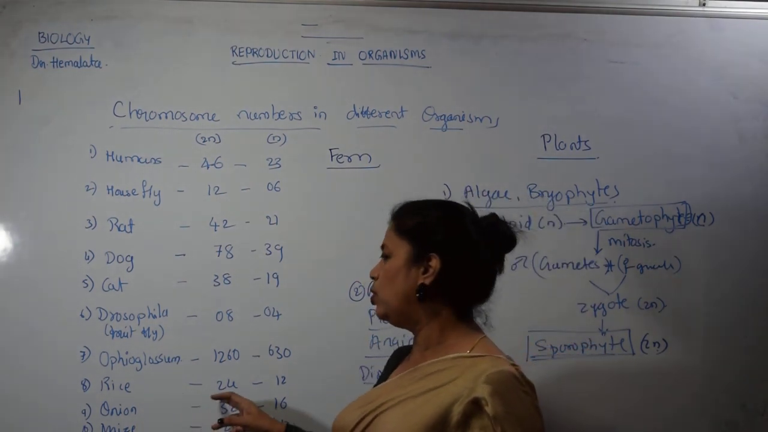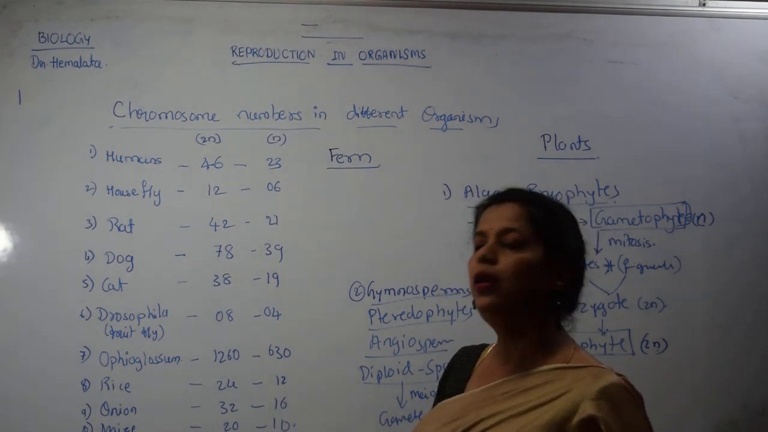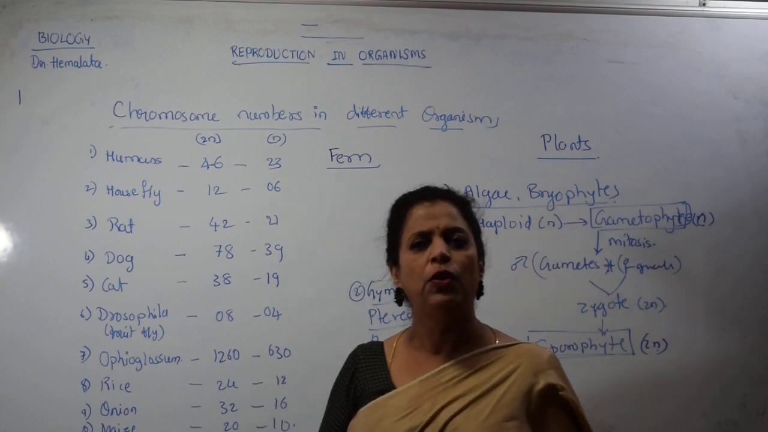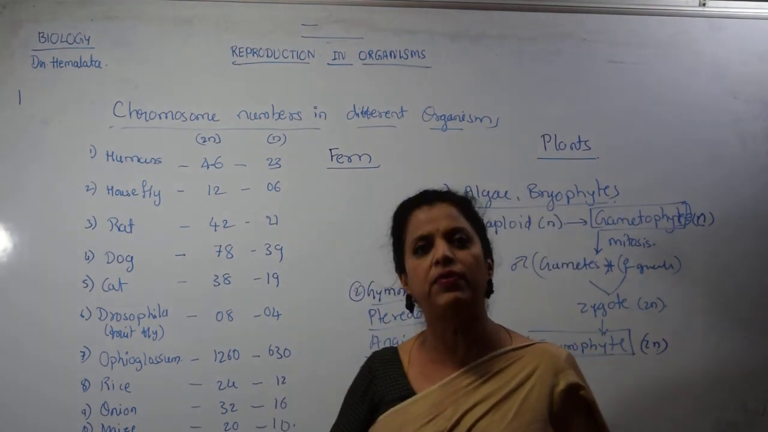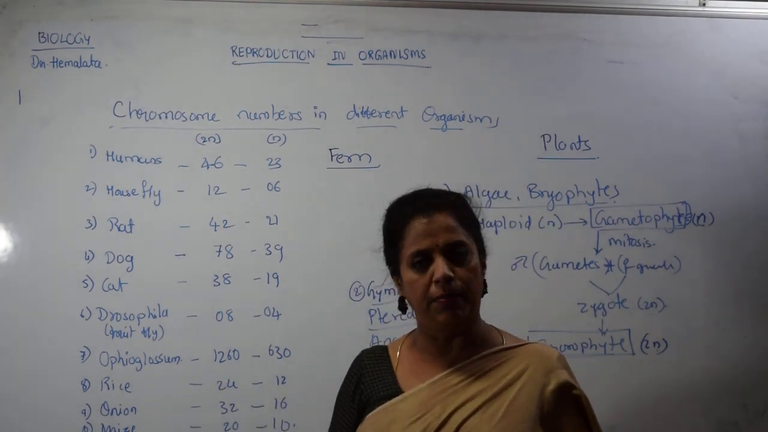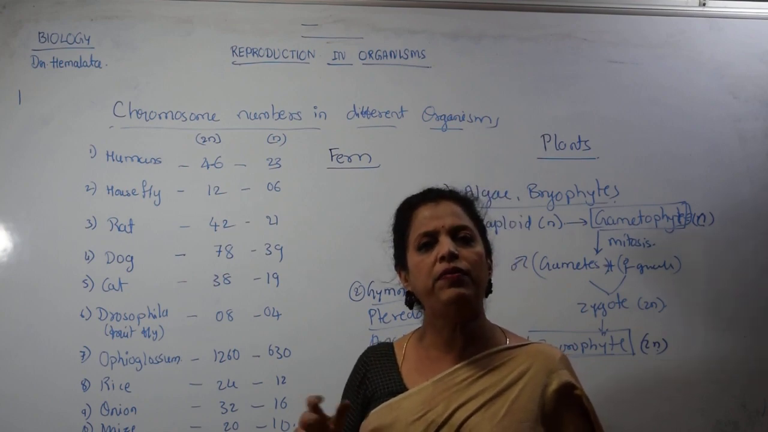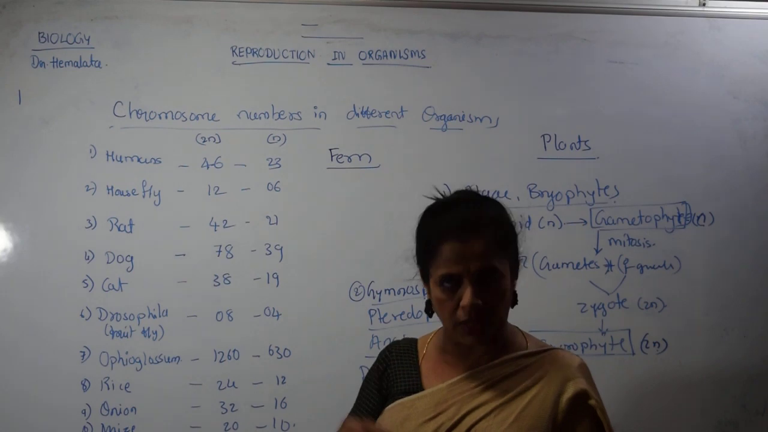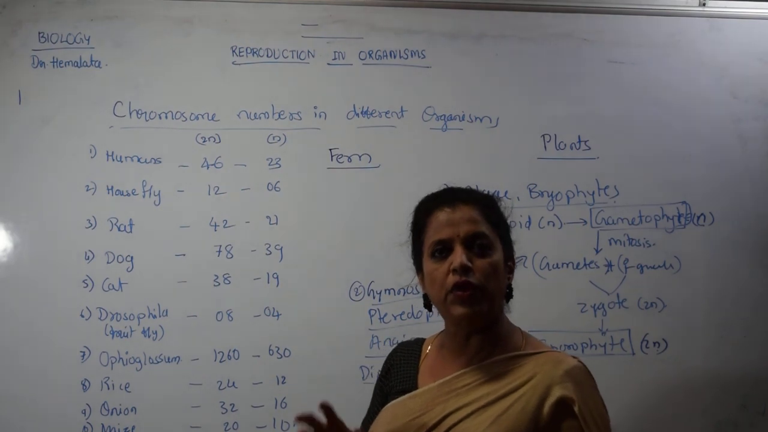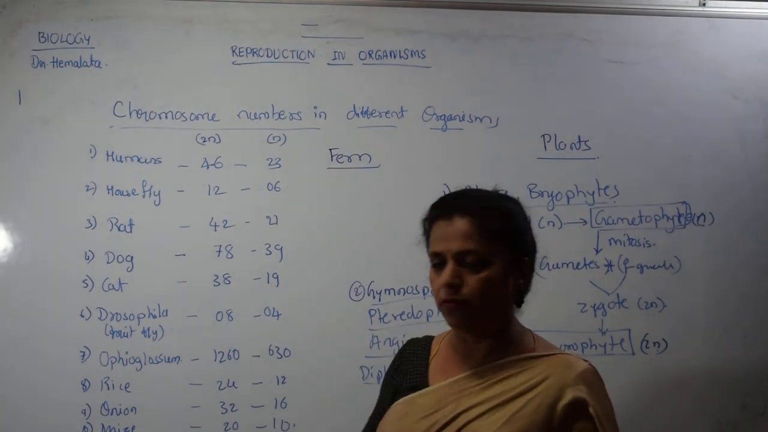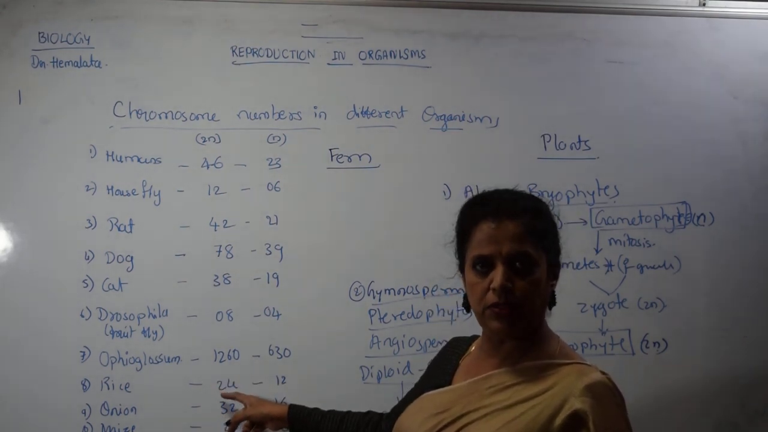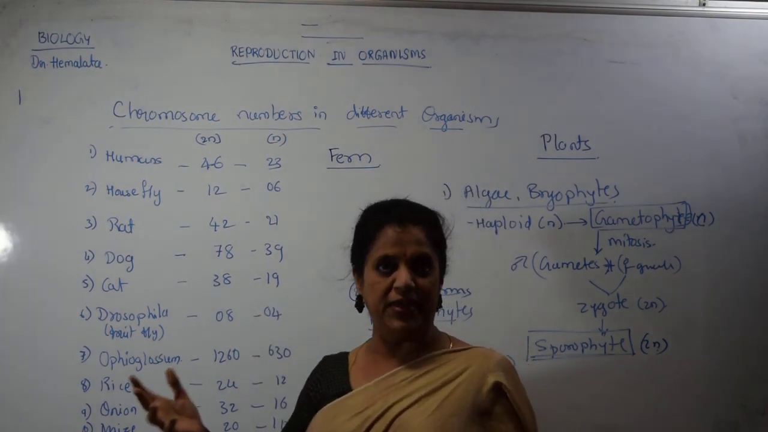Then comes rice. The chromosome number is 24, and its haploid number is 12. But nowadays, the rice we are consuming is not diploid rice. We eat tetraploid rice. It's a polyploid variety we are eating, not the regular diploid. The diploid number is given here, but not the polyploid number. Therefore, for the rice we eat directly, we cannot check the chromosome number by taking its flower or root section and get only 24. We will get tetraploid. 4n means 2n plus 2n, that is 48.